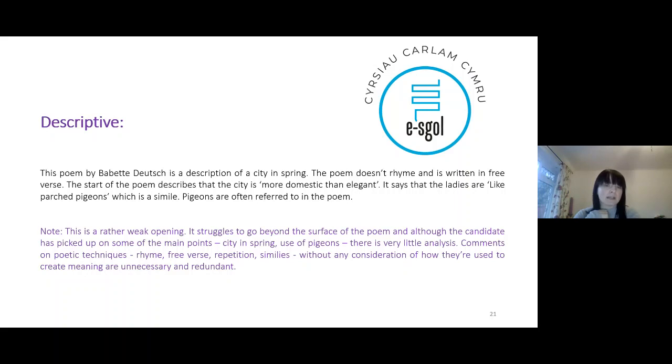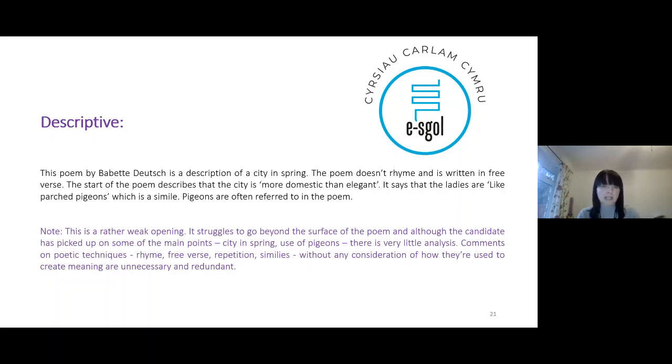Rather a weak opening, it most definitely struggles to go beyond the surface meaning of the poem, and although the candidate has picked up on some of the main points, so things like the city in spring, the use of pigeons, the analysis is very, very limited. There's comments on poetic techniques, so rhyme, free verse, repetition, simile, but there's no real consideration of how they're used to create meaning, and therefore the commentary is unnecessary and really redundant.